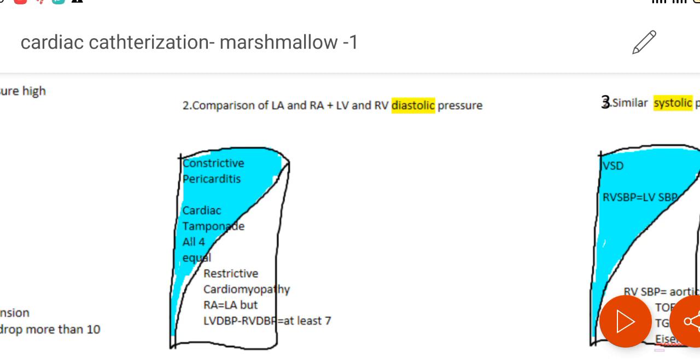And the constrictive pericarditis and the cardiac tamponade, both conditions have equal right atrial and left atrial pressure, and right ventricular and left ventricular pressure. But in the restrictive cardiomyopathy, although they have equal left atrium and right atrium pressure, there is a gap of at least 7 between the left ventricular diastolic pressure minus the right ventricular diastolic pressure. Okay, that is the second group. Now we are moving to the third group. I think you are with me.